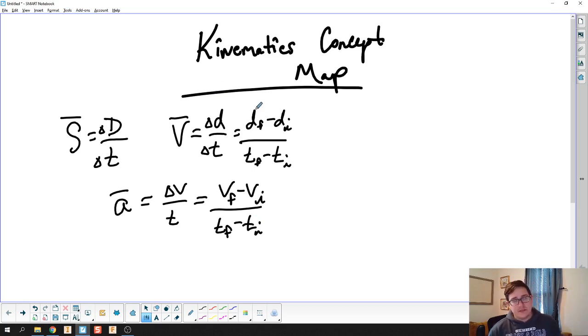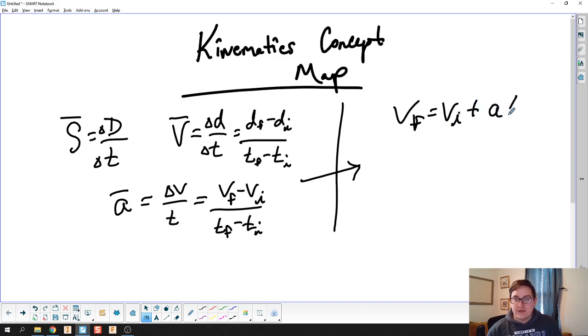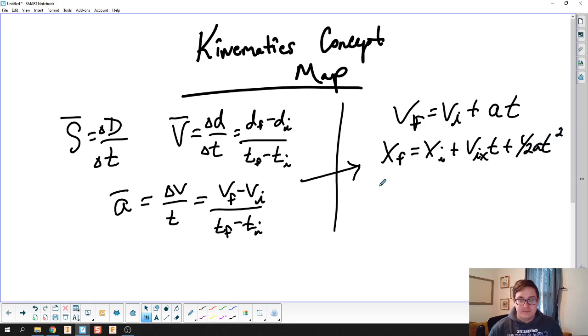Now this is usually where regular physics or high school physics stops, but then we switch gears and go over to a more complex derivation of these formulas, which are often known as the kinematics formulas. And so that's what you get on your reference sheet: you'll see velocity final equals velocity initial plus acceleration times time. You'll also see x final equals x initial plus initial velocity in the x direction times time plus 1/2 a t squared. And then the last one is velocity final squared equals velocity initial squared plus 2 a delta x.